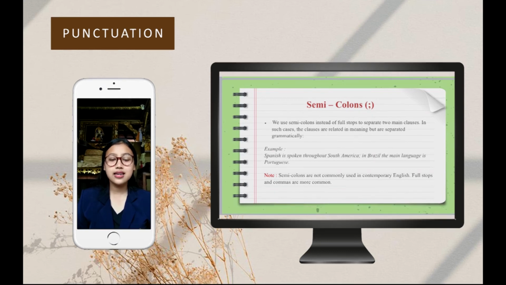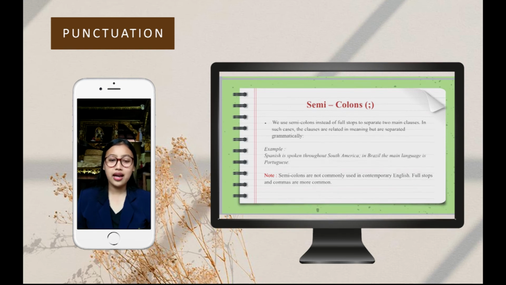Okay, for the last submaterial, we have semicolons. Actually, semicolons are not commonly used in contemporary English because full stops and commas are more common. However, we have to know the function of semicolons.